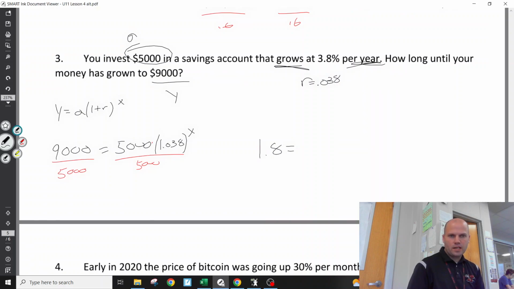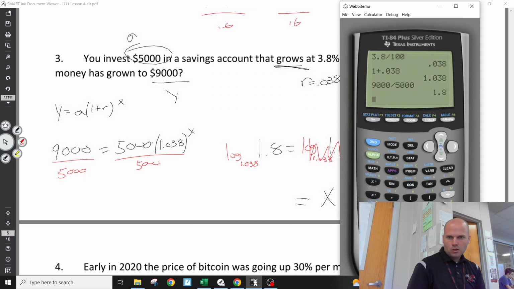This turns into 1.8 equals, the 5,000 is gone, I have 1.038 to the x. I need to get rid of the 1.038 base of the exponent. Log to get rid of the exponent. This goes away, leaves me with just x. Log base 1.038 of 1.8. Or you can do log 1.8 divided by log 1.038, you get 15.76 years.